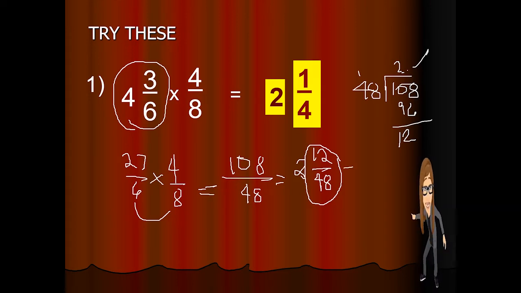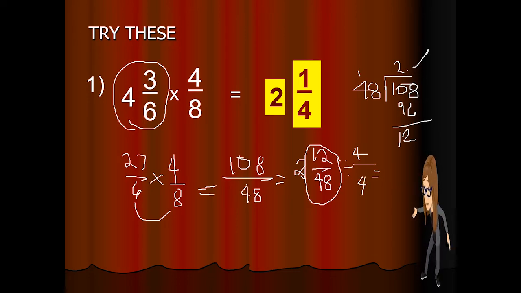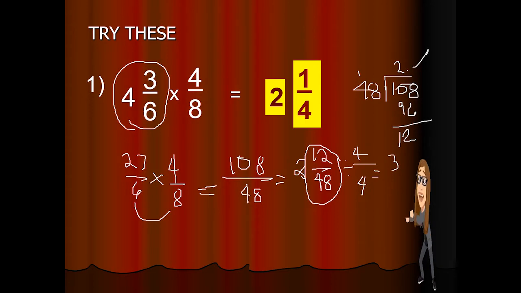Correct. 4. So 4, you divide it by 12 is what? 4. We have 2. Yes. Also 4. So the answer is 3. And then this one is divided by 4. The answer is 12.